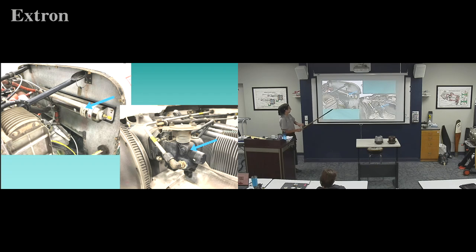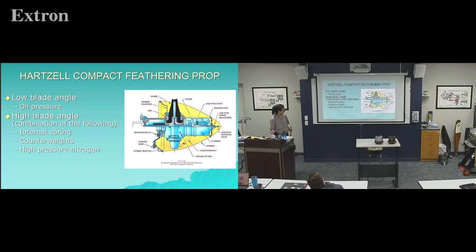So here are some examples of where the accumulator might be, coming up through here, given oil through our governor. Any questions so far?